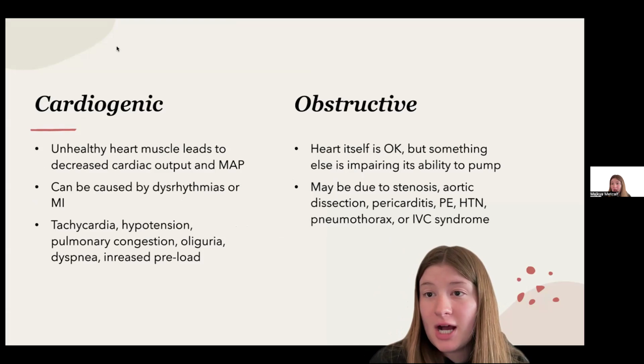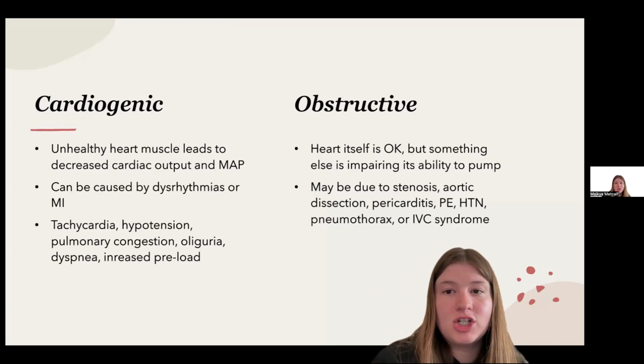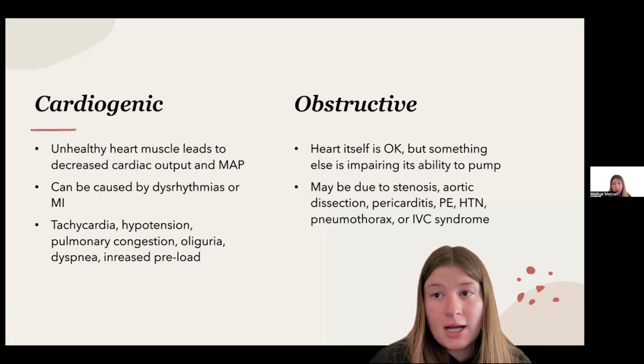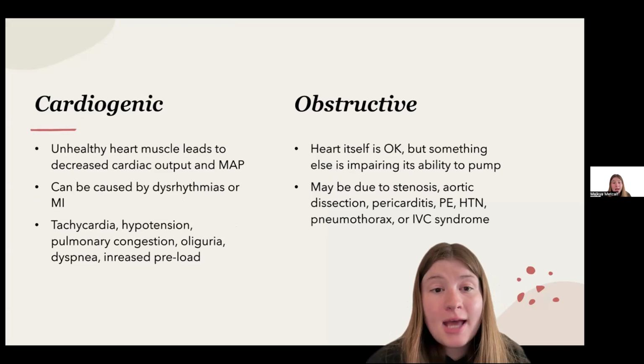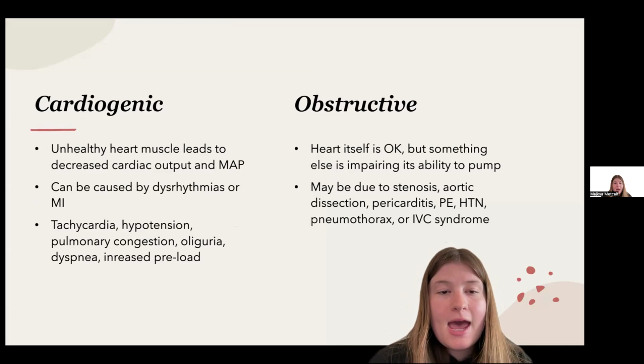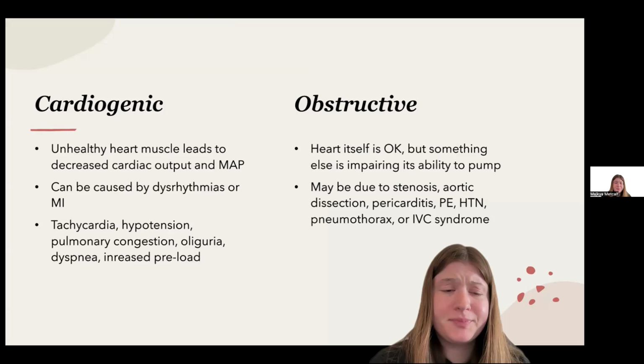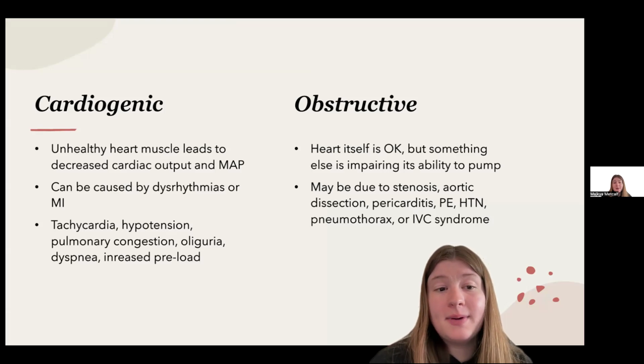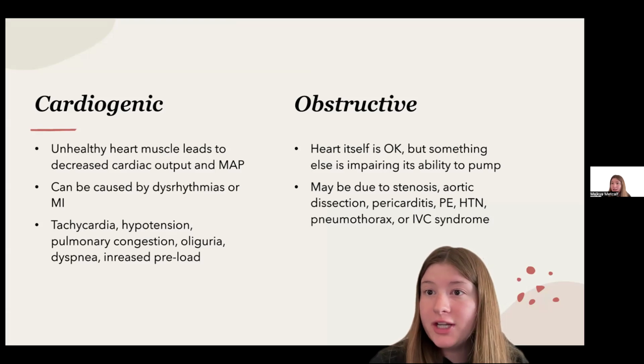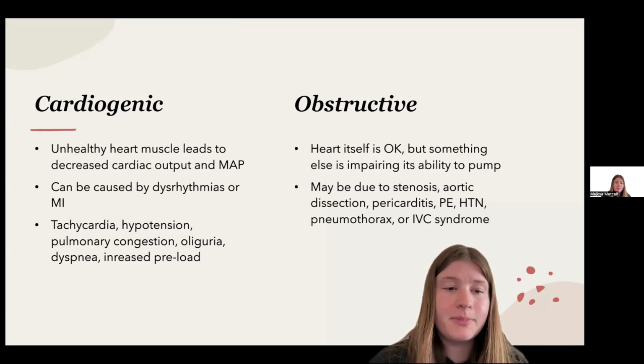So one type of shock that we're going to talk about is cardiogenic shock. In cardiogenic shock, we have an unhealthy heart. So the heart itself is failing. And because the heart is failing, we're going to have decreased cardiac output and decreased MAP. A lot of the time this can be caused by dysrhythmias, or you might see this if a patient has a myocardial infarction and their heart muscle is damaged.